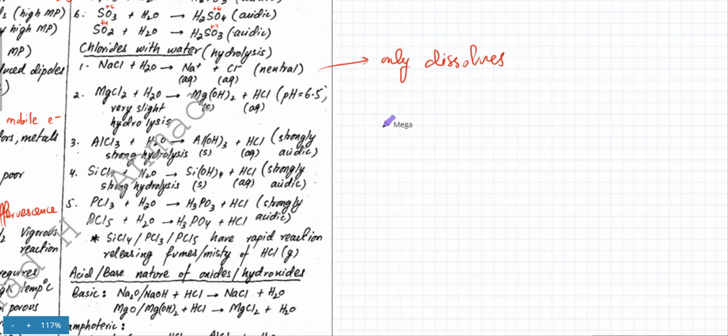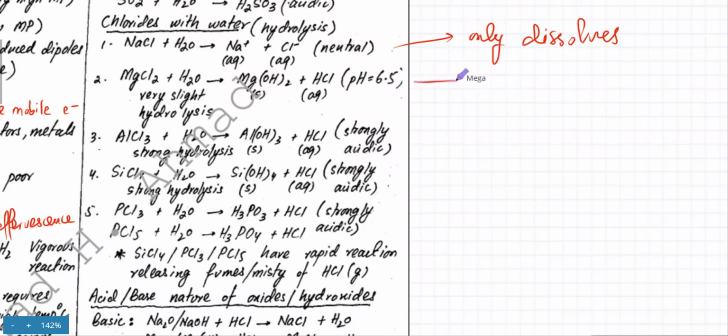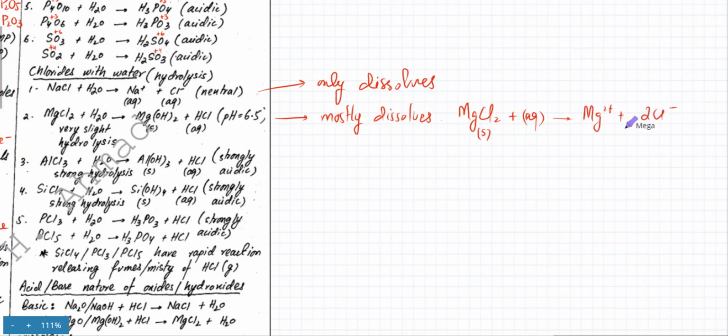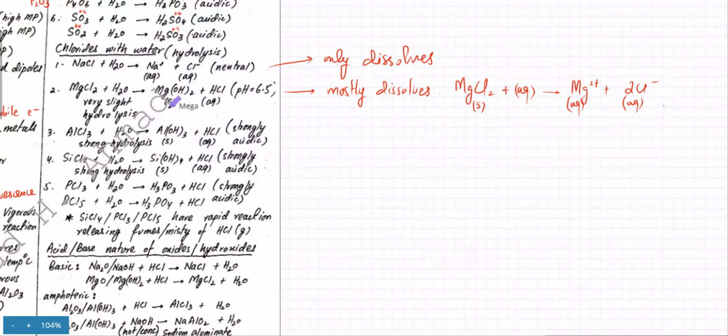MgCl2, on the other hand, remember this. I need to make some corrections to these notes. This equation I've written over here is fine, but MgCl2 mostly dissolves as well. So if somebody asks you about the MgCl2 equation, you have to write MgCl2 solid plus water, aqueous, and it's going to ionize and dissociate into Mg2+ and 2Cl- aqueous ions. So this is what's happening to MgCl2. The hydrolysis part is very slight. So there is very slight hydrolysis. I'm going to describe hydrolysis in a short while.